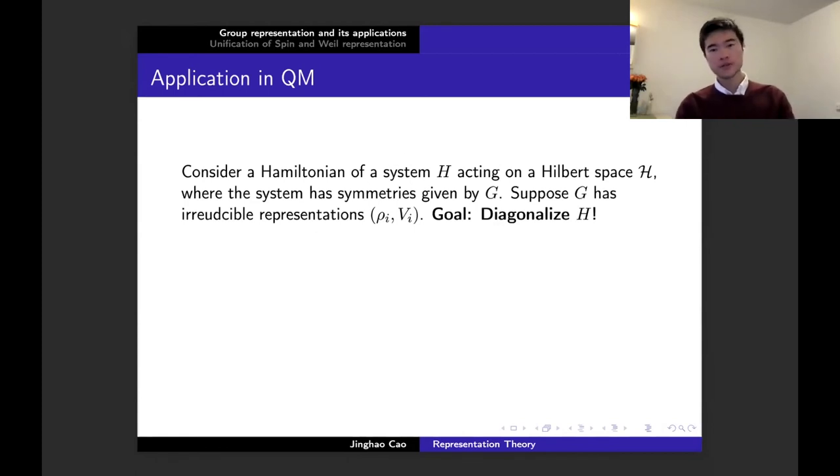So if we assume this Hilbert space has certain symmetries, let's say G, and we know all the irreducible representations of G, our goal is to diagonalize H. And what I want to show you is that to do that, it's very simple to use group representation theory.